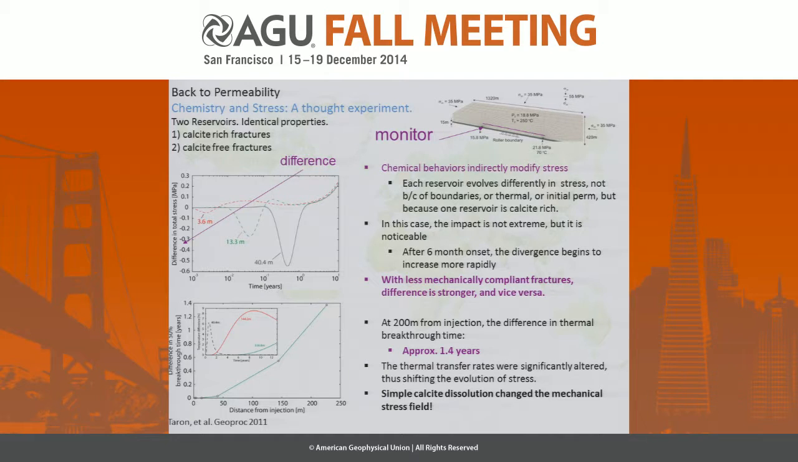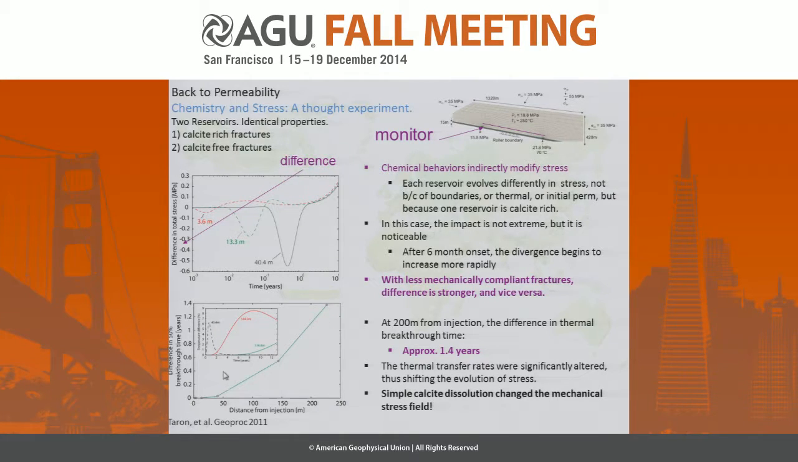And you run this in an enhanced geothermal system kind of way, so you inject cold water. As the cold water comes in, the calcite dissolves into the cold water, the calcite moves away, your permeability increases, and your system changes. If you look at the difference between these two cases, one where the reservoir does have calcite, one where it does not, the one with calcite, as the calcite dissolves and moves away, the permeability increases. And if you look at the stress difference between these two reservoirs, it's very large.